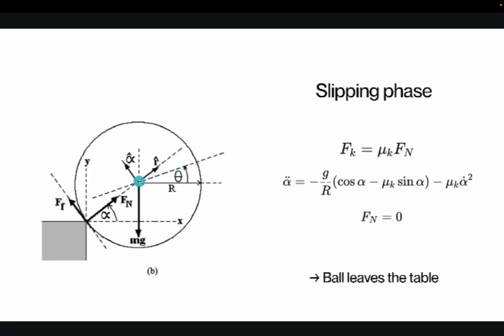The normal force continues to decrease as the ball moves around the edge, and eventually the normal force becomes zero. At this moment, there is no contact between the ball and the table. The ball separates from the edge and begins ordinary projectile motion. In other words, that's the point when the ball leaves the table.